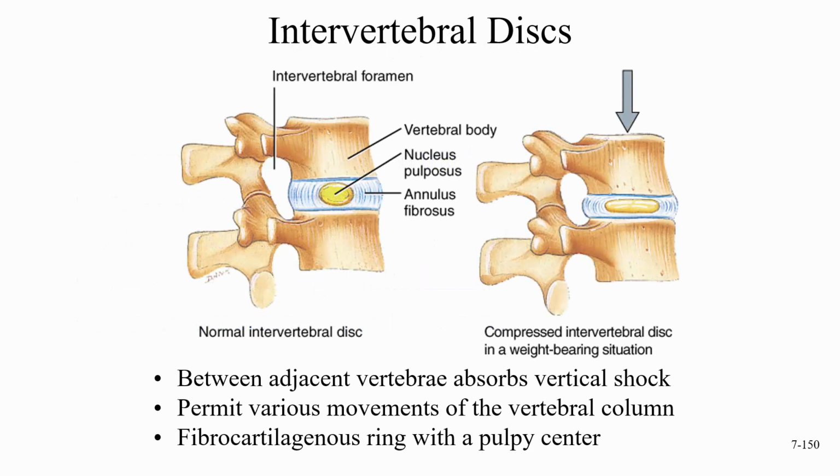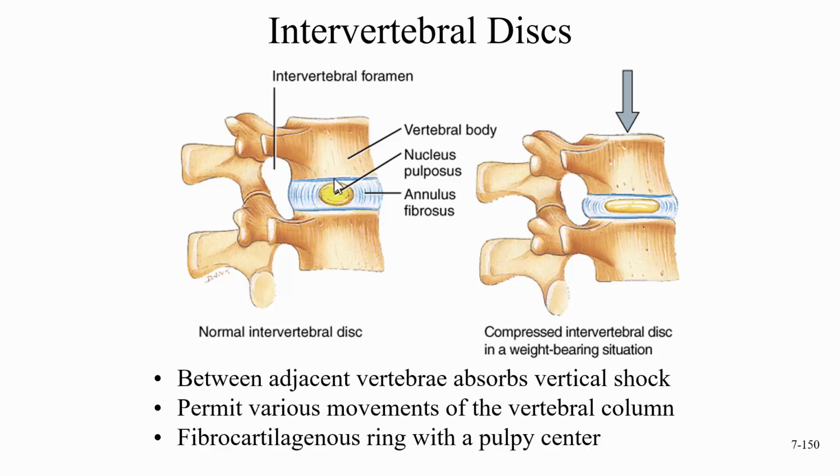The intervertebral discs are going to be found between adjacent vertebrae, and it's going to help in absorbing vertical shock. And it's going to permit various movements of the vertebral column. Now, it's made up of fibrocartilaginous rings with a pulpy center. The rings are known as the annulus fibrosus. That pulpy center is known as the nucleus pulposus.